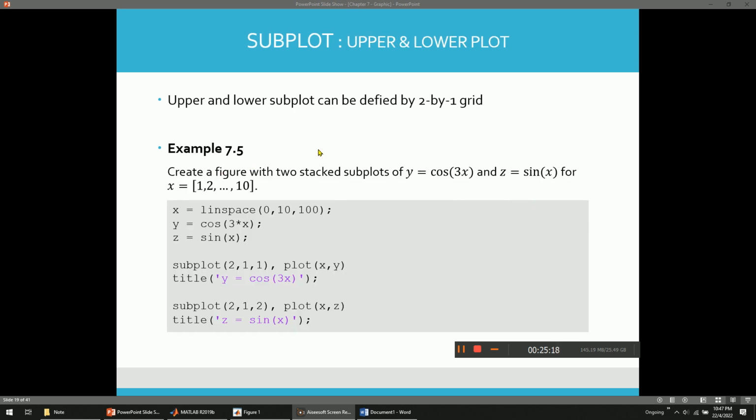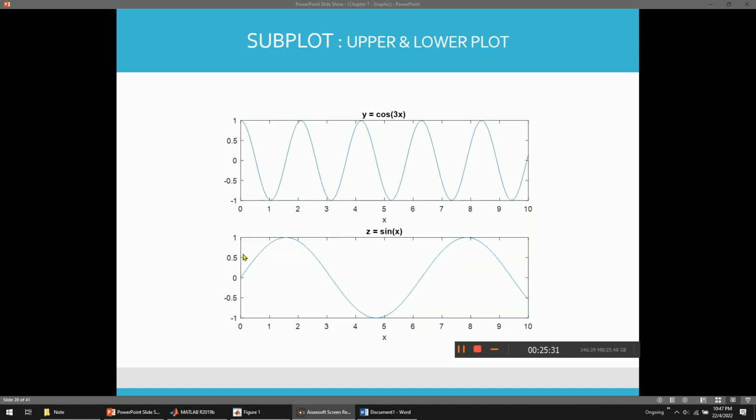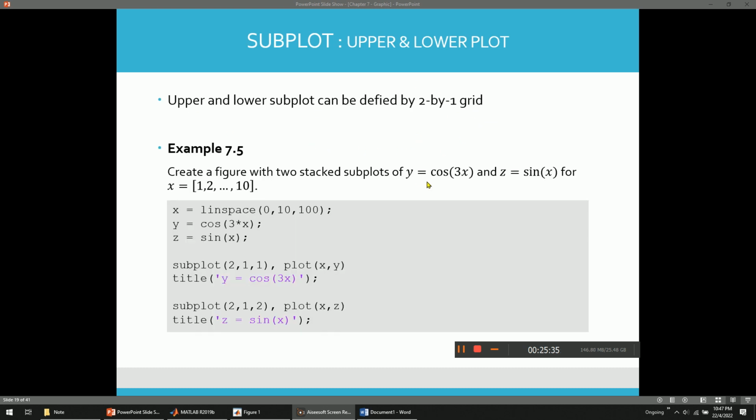So let's use the subplot. Here you have an upper and lower subplot defined by a 2 by 1 grid. 2 by 1 means that you have 2 rows, 1 column. So how do we do this?